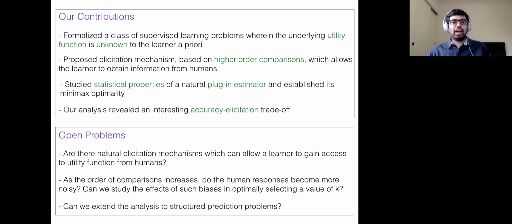To conclude, our work formalizes a class of supervised learning problems wherein the underlying utility function is unknown to the learner a priori. We study a natural plug-in estimator and establish that it is statistically minimax optimal. Furthermore, in the course of our analysis, we also reveal an interesting accuracy elicitation trade-off within this framework.